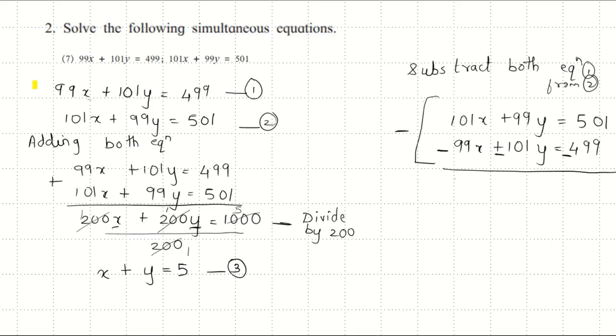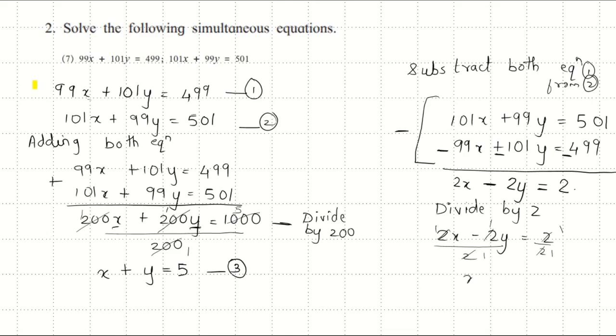We will get 101x minus 99x is 2x. Plus into minus is minus, and the sign of the bigger number is taken, so 101 minus 99 is 2, y will come with it. And 501 minus 499 is 2. Therefore, we will divide by the common number, 2. 2x minus 2y is equal to 2. Dividing both sides by 2, the value of x minus y is equal to 1. Let this be equation number 4.